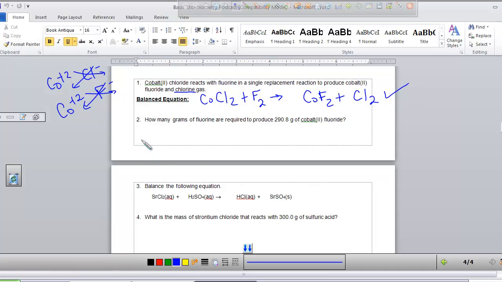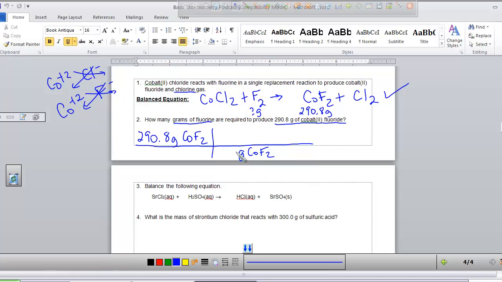Let's move on to some stoichiometry. They're asking for grams of fluorine. They want to know how many grams of fluorine are required to produce 290.8 grams of cobalt(II) fluoride. So you have 290.8 grams of this. Always start with what you're given, 290.8 grams of cobalt fluoride. It helps to write both the units and which compound you're talking about in the formula, so you don't get yourself mixed up. In order to get rid of grams of cobalt fluoride, you need to put it down here.